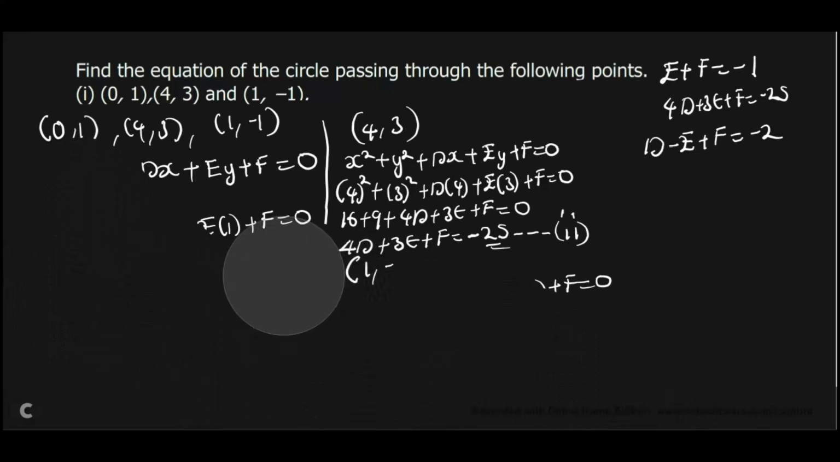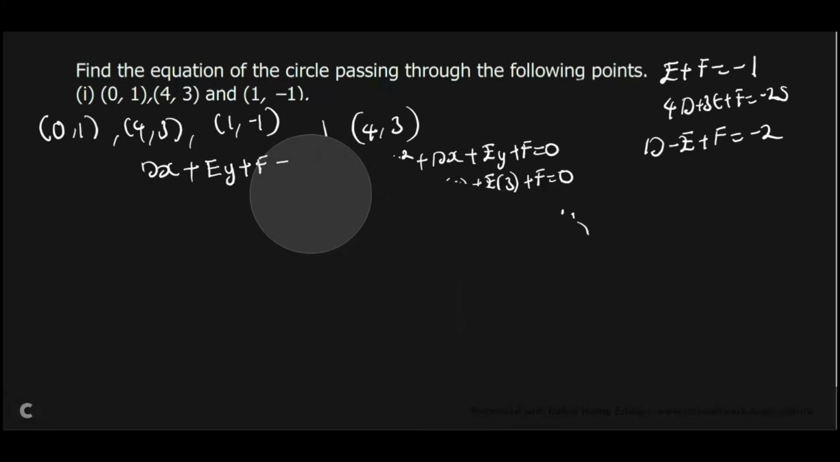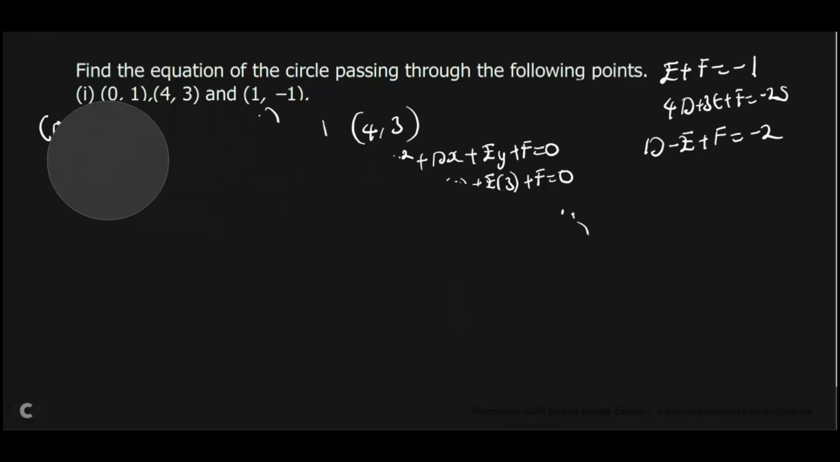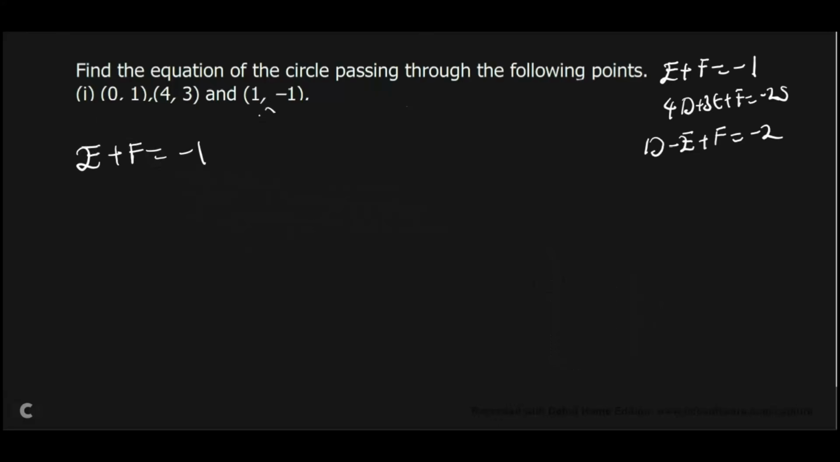So after finding your 3 equations, then what you do next is finding the values, right? So the first equation is E plus F equal to negative 1. Then the other one is 4D plus 3E plus F equal to negative 1.5.